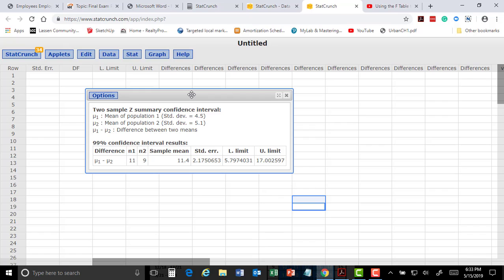Now, the reason I went back and did it is because it said here that it's normally distributed. T is a lot like the normal, so we were really close, weren't we? Anyway, 5.78 to 17, that's letter B.